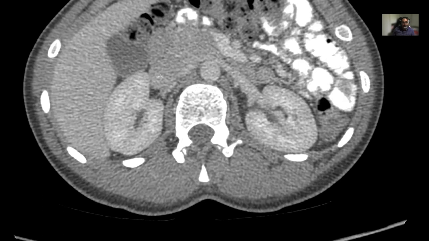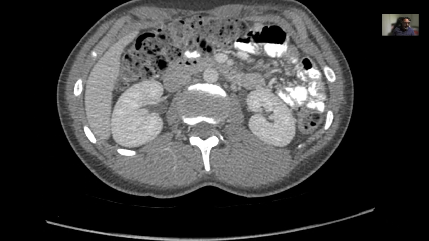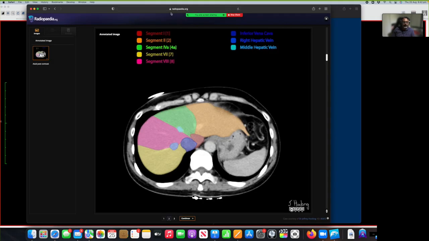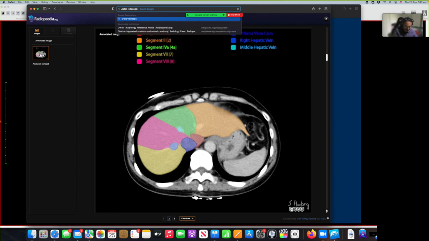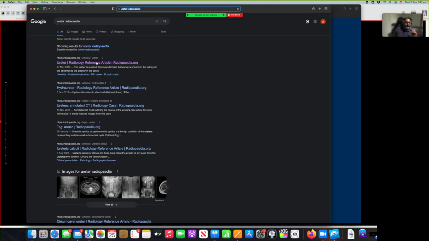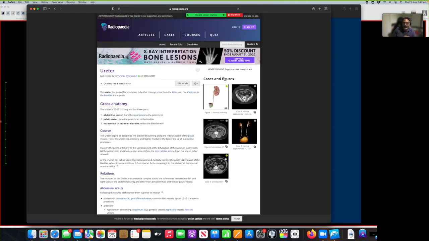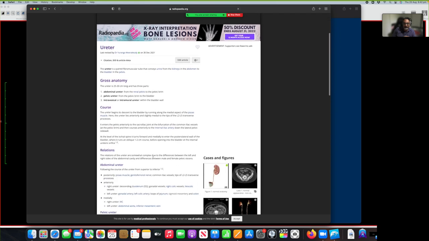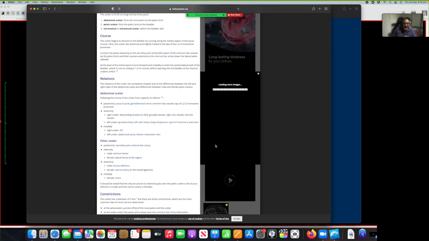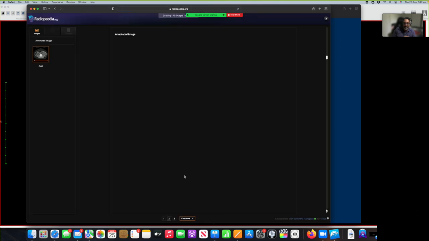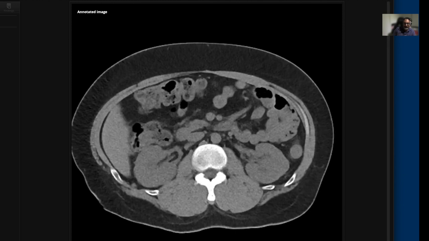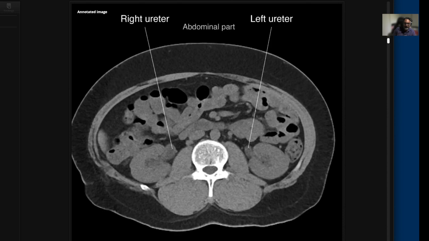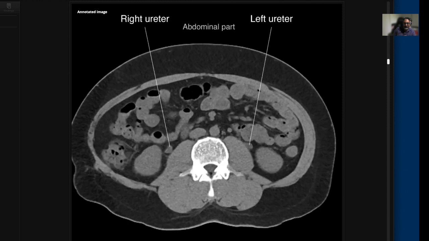As a matter of fact, while I was going through Radiopaedia, Radiopaedia has also great annotation of the ureter. That's the annotated ureter. So let's move it all the way to the top and keep going down. There's your renal pelvises showing up, and there's your ureter, right and left. Keep following those, right and left.